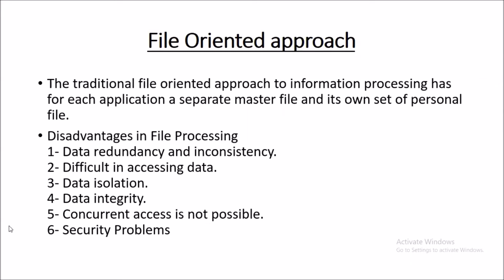Now next is that concurrent access is not possible. In the file system, if we want to search or access some data item, it becomes very difficult because in the file system, for every operation, we have to make a different program. So it is very difficult for us to access concurrent data. Now next is security problems. In the file system, there is very little security. Generally, the security provided by file systems is locks, guards, etc. So these are some file processing disadvantages.